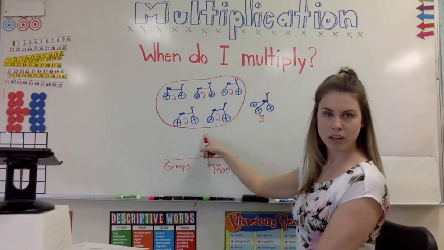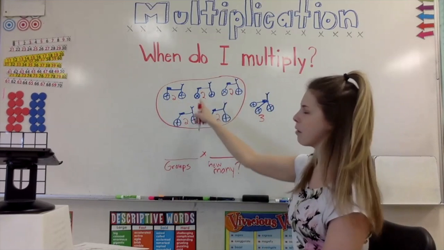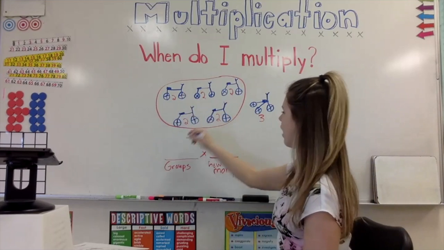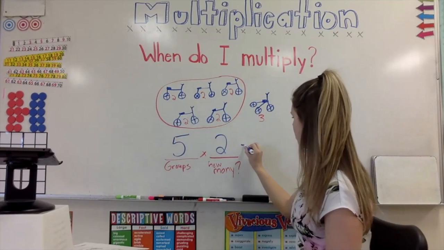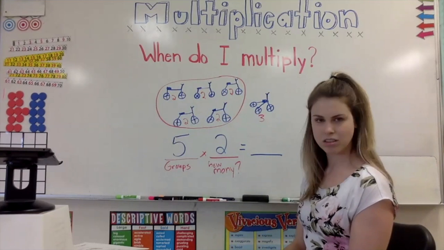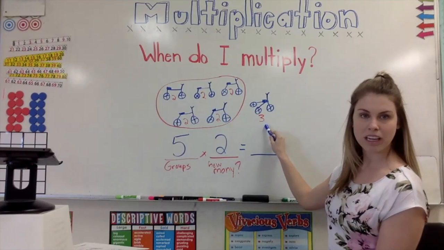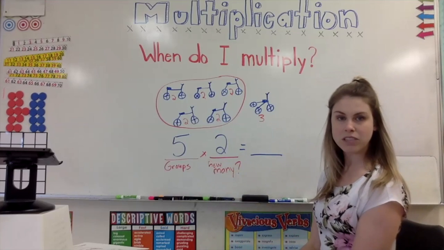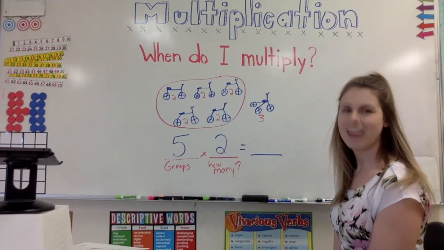You could figure out how many wheels are on the bicycles because there's 2 in each group and there's how many groups? 5. So you could do 5 groups of 2. But is that going to give us the total number of wheels? No, we have to add 3 to the total. So if you're not quite comfortable and you don't know what 5 times 2 is, how else can you figure out the answer? Same thing we did the other day, addition.